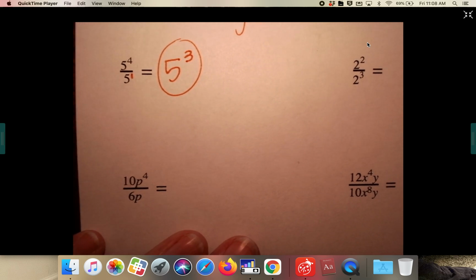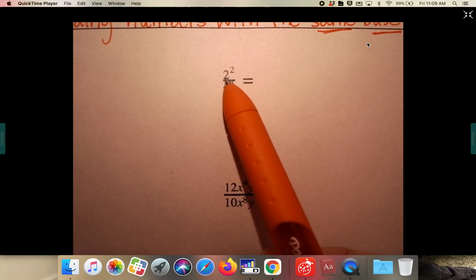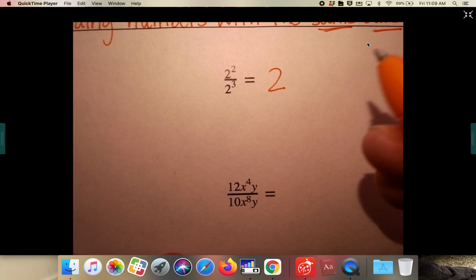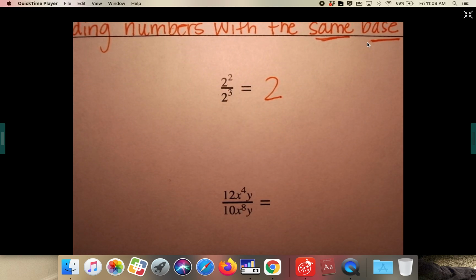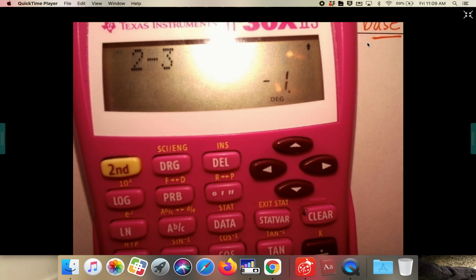All right, let's try another one. This is going to be interesting. Okay, 2 and 2. 2 divided by 2 is going to be the same base, so our answer is going to be 2. But let's look at our exponent. What is 2 minus 3? 2 minus 3 is negative 1.